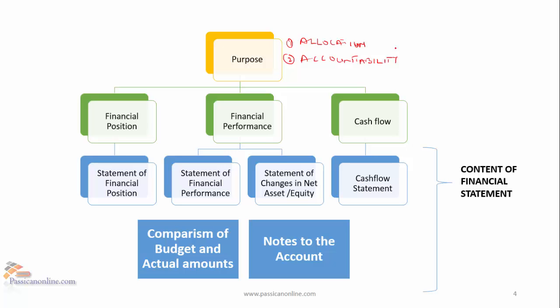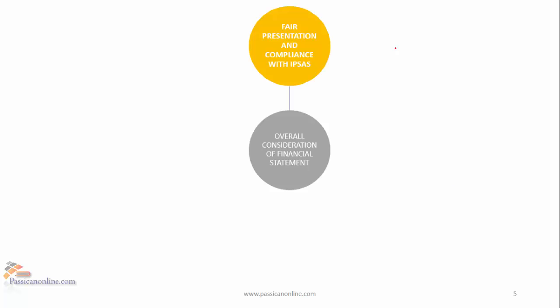For financial statements, there are a lot of considerations, but IPSAS 1 gives overall considerations in preparation of financial statements. First is fair presentation and compliance with IPSAS. Fair presentation and compliance with IPSAS is fulfilled when financial statements comply with IPSAS in all material respects. The information presented is relevant, reliable, comparable, and understandable, with explicit and unreserved statements of compliance with IPSAS. Now, the key word here is compliance.